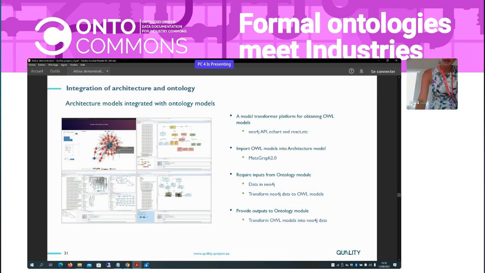We had a model transformer as well from the architecture model to OWL, so as to allow the connectivity again to Neo4j through a Neo4j API. So we import OWL models into the architecture model by using Metagraph options, and we did the other way around as well, transforming those models into OWL models to be fed back to the knowledge graph database.